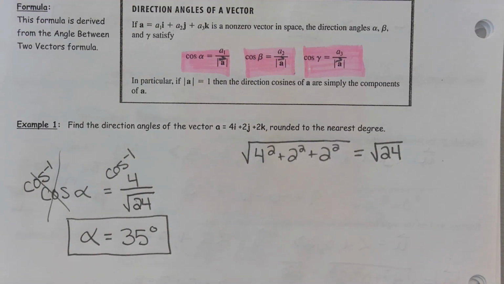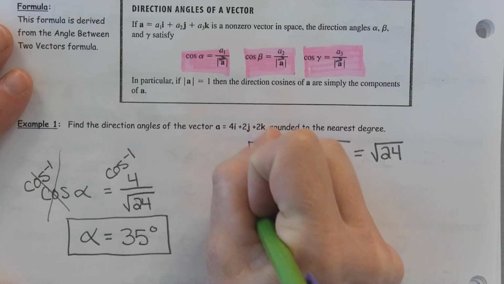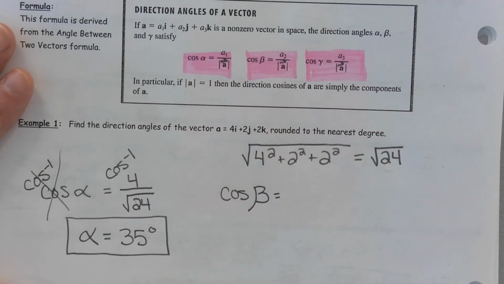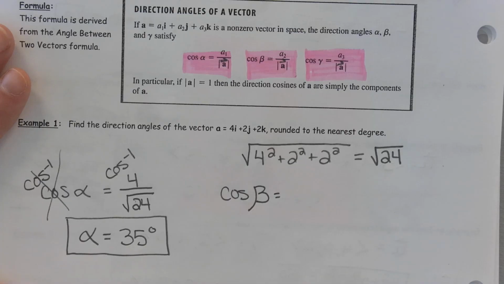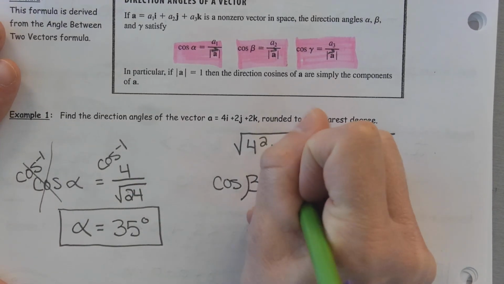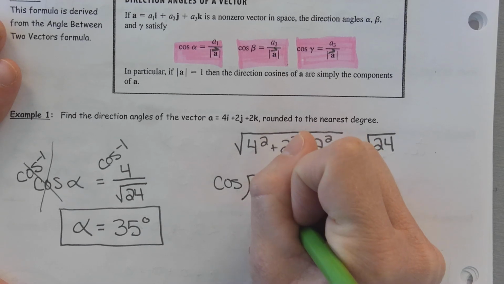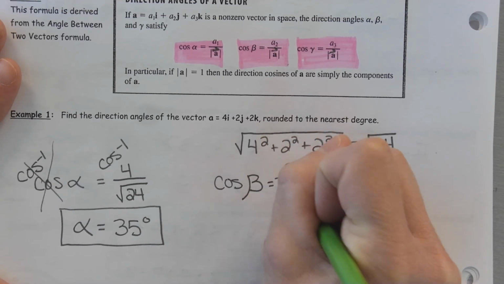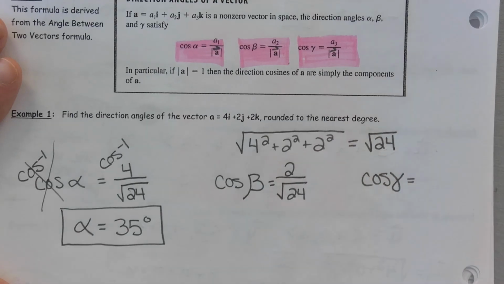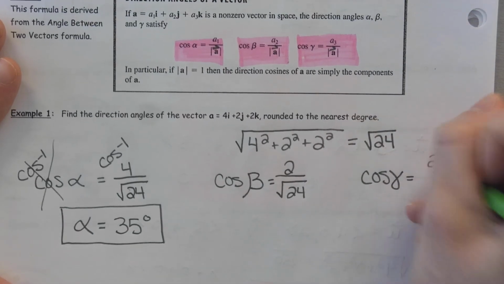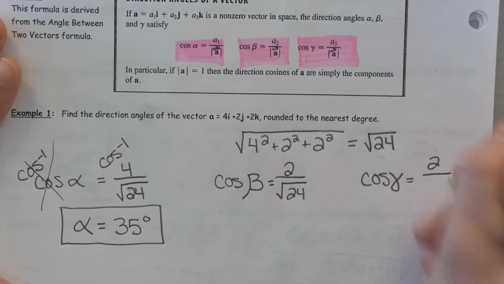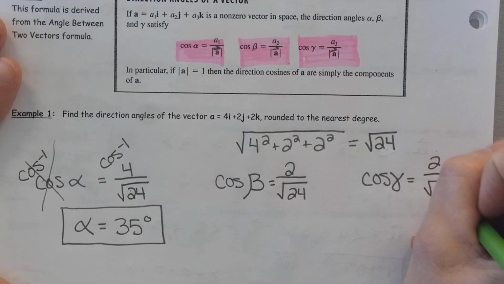So let's keep going. Cosine beta equals, what goes in my numerator for this one when I'm looking for beta? 2, because of this 2. Over, what's the denominator? Square root of 24. Let's just set up the other one. Cosine gamma, what goes in the numerator? 2, because of this 2, the 2 in front of the k. Over square root of 24.